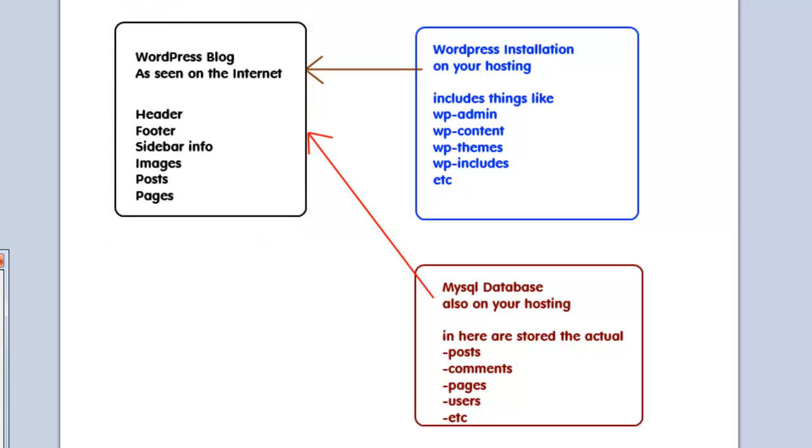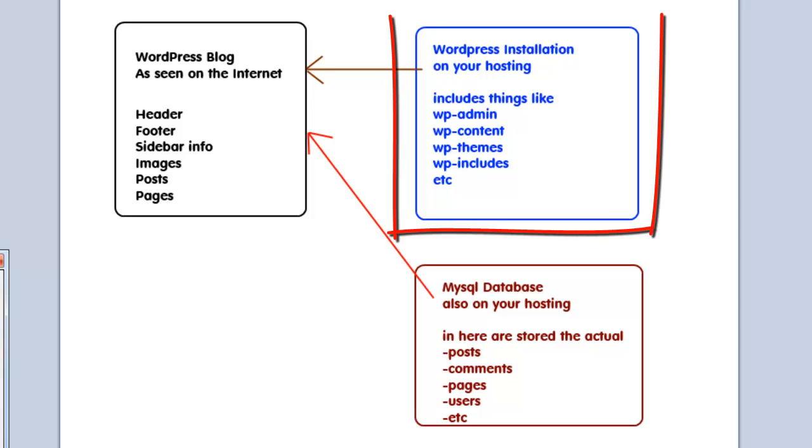Behind this in the background, WordPress stores information so that it knows how to make up this page for you. So let's look at the blue box. This is what your WordPress installation is on your hosting. That is what you installed when you initially installed WordPress. So it has things like your WP admin, your WP content, WP themes, WP includes, and various other files. This is what WordPress uses to make up how your blog looks. So this is the looks of your blog, and it also stores in here things like the images. So bear in mind that this is the looks.